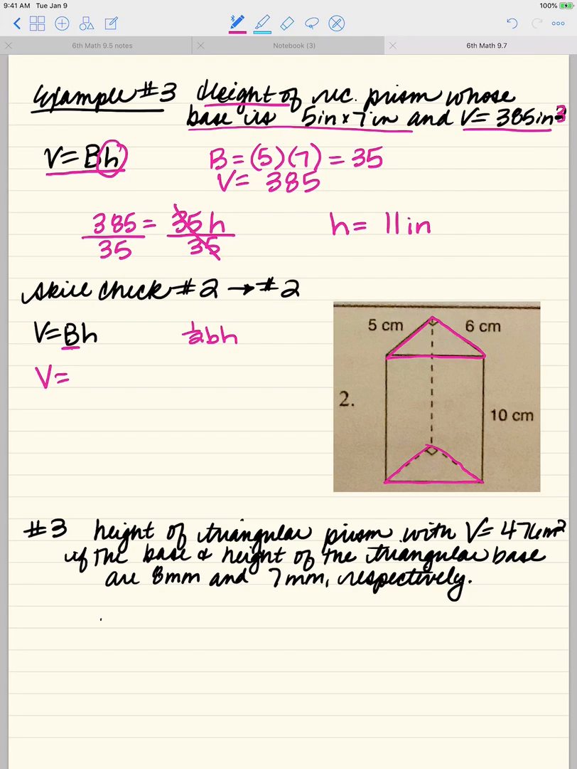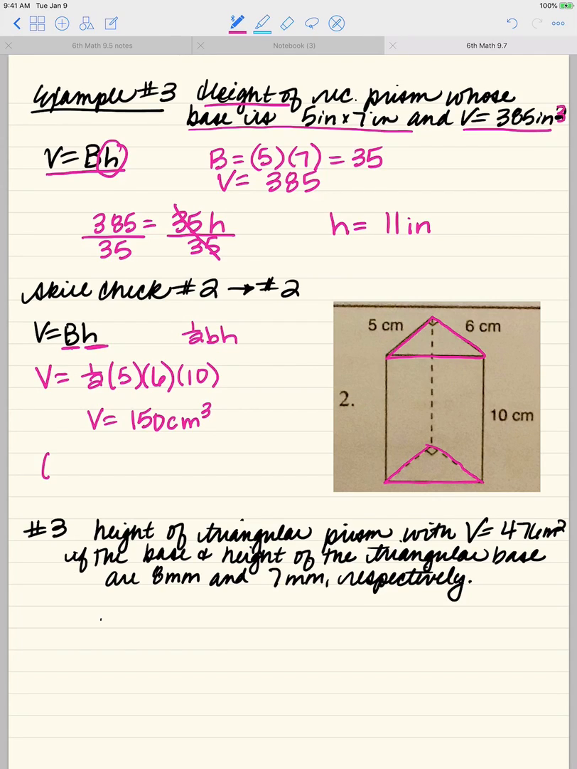So our volume here is going to be equal to 1/2 times our little b times h, so 5 times 6, and then times the height of the entire triangular prism, which is 10. So 1/2 times 5 times 6. 5 times 6 is 30, so 1/2 times 30 is 15, and then 15 times 10 is 150, and we're talking about centimeters cubed in this case.